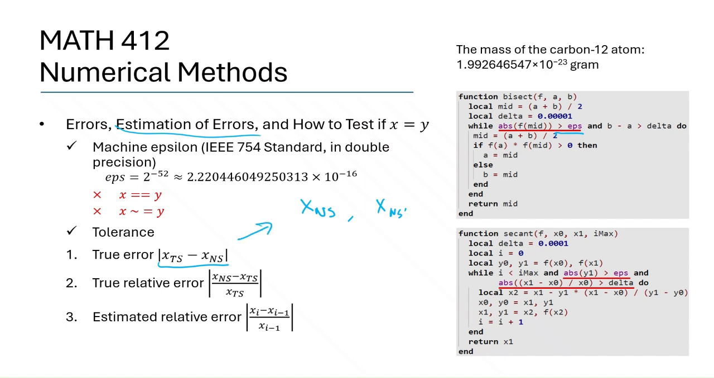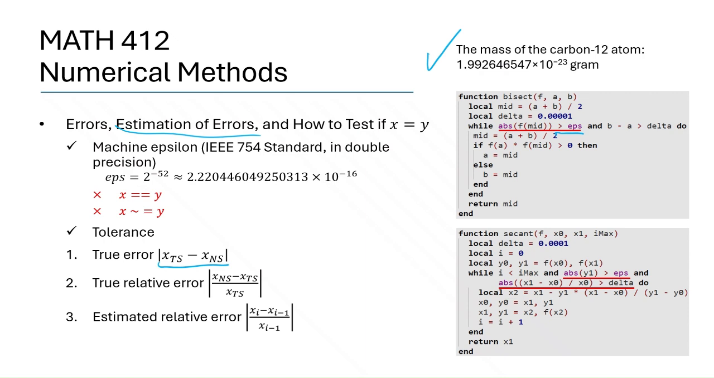You say, I can get two approximations, and how about the error? That's just the estimated error, the difference between them. Now the question is, do that kind of error, the true error and the estimated error, make sense? In many cases, they may not make sense. Why? Let's choose this example.